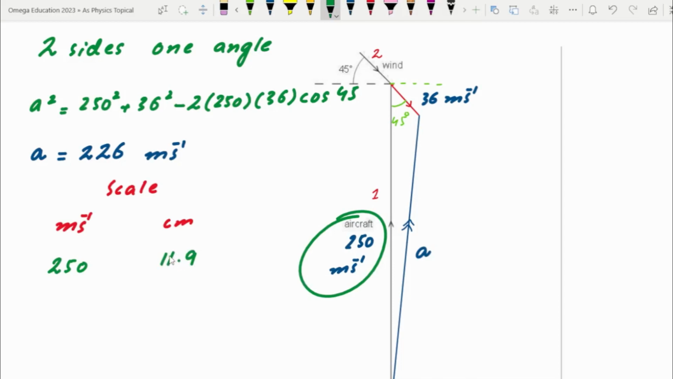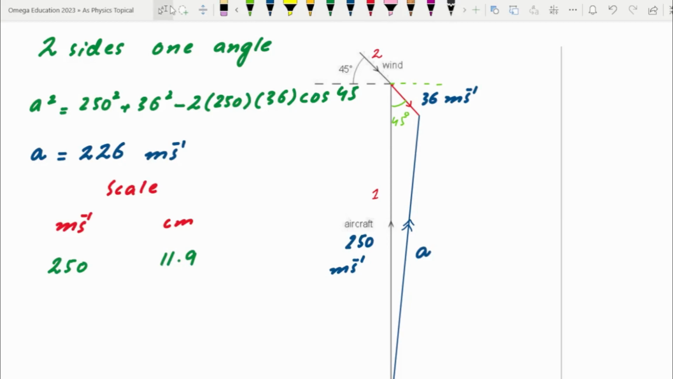Either you can draw your scale using this vector or the other one. You can use any of these two. I suggest students use the bigger one, because with the smaller one the chances of error and uncertainty increase. So use the bigger vector, and the chances of you committing a mistake would decrease. So 250 meter per second corresponds to 11.9 centimeters.